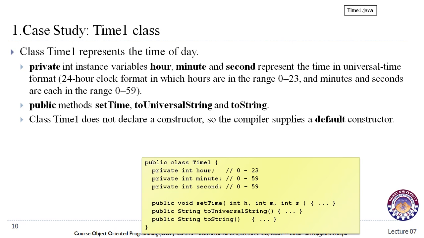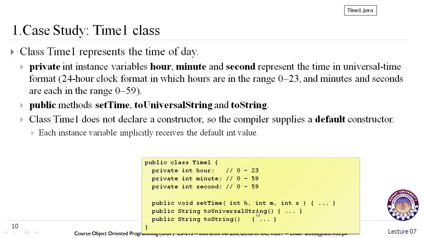Class Time1 does not declare a constructor, and we understand that when there is no constructor in a class, the compiler supplies a default constructor. Each instance variable implicitly receives the default int value, since the data type of all of our instance variables is integer. The variables are private. There is a setTime method that receives 3 arguments in the parameter list, and obviously it will assign each of these values to our instance variables.